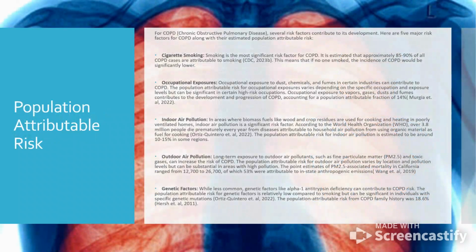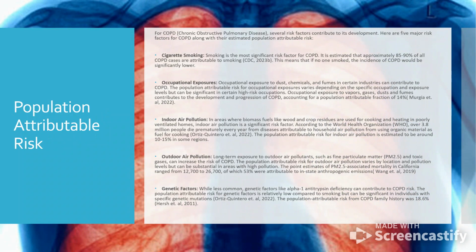Population attributable risks. For COPD, several risk factors contribute to its development. Here are 5 major risk factors for COPD along with their estimated population attributable risk. Cigarette smoking. Smoking is the most significant risk factor for COPD. It is estimated that approximately 85 to 90% of all COPD cases are attributable to smoking. This means that if no one smoked, the incidence of COPD would be significantly lower.